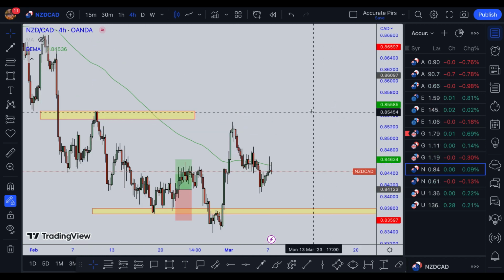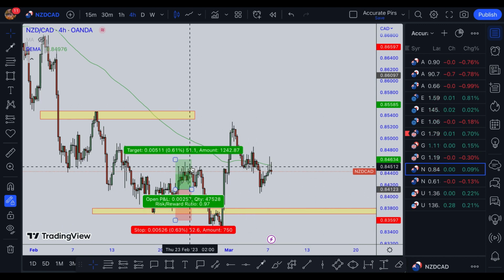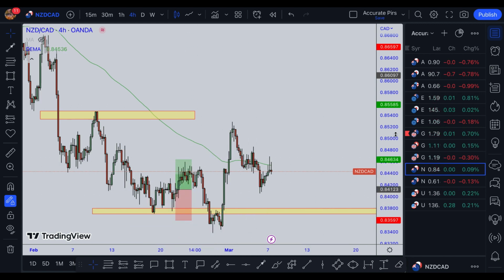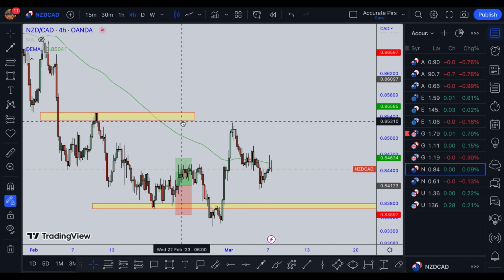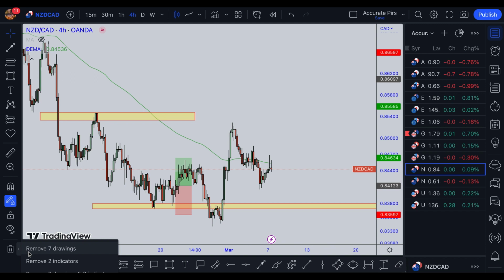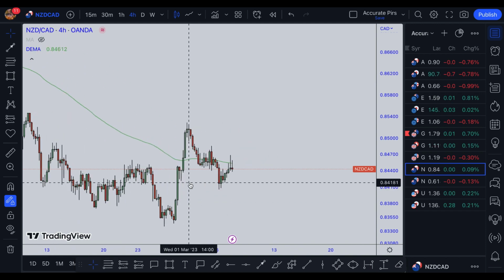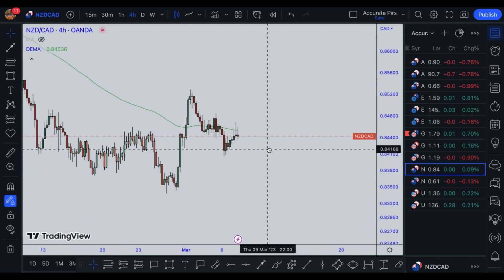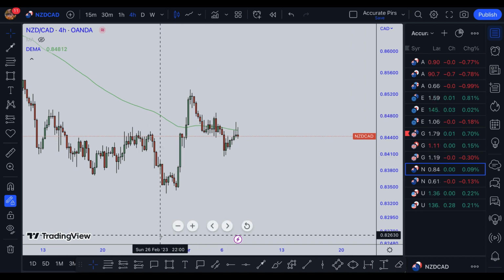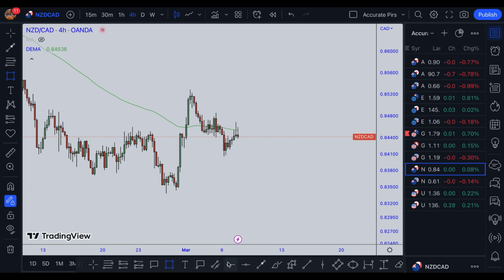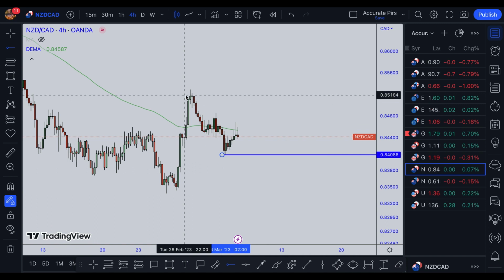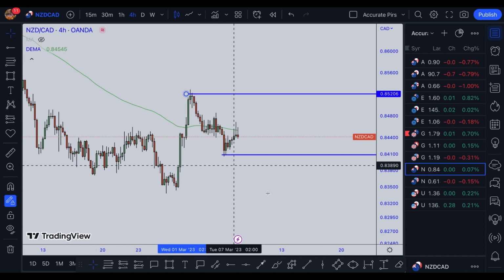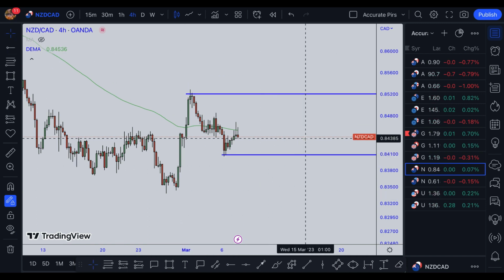Let's move on to NZD CAD. You can see another trade that I took broke even. Didn't get that 50 pip mark, 50 pip hit profit what I wanted. Didn't get that, and I'm gonna clear everything off of this because this looks all over the place. NZD CAD, you can see there's no really clear structure on this, so we're just gonna highlight these two areas here and see how it reacts with it in the future.